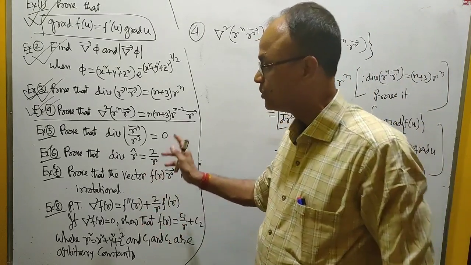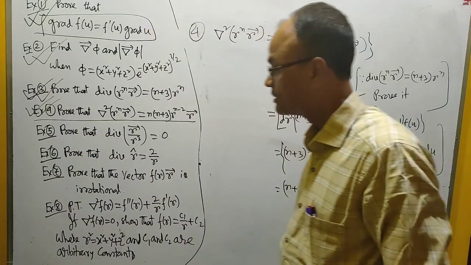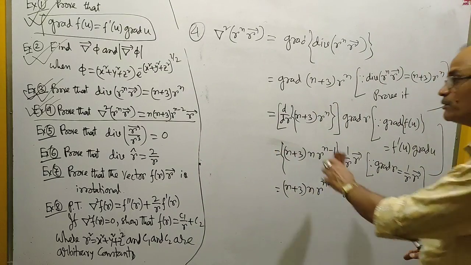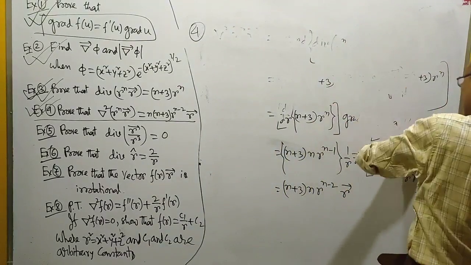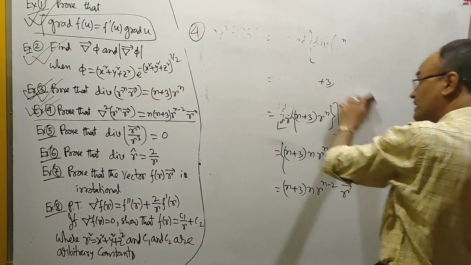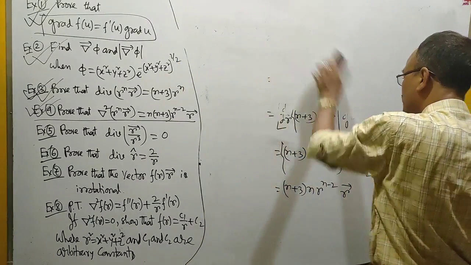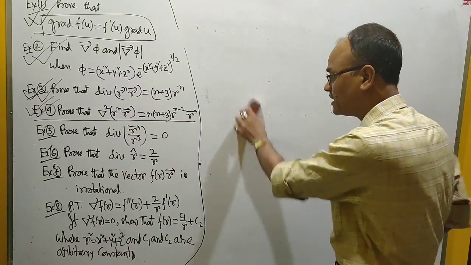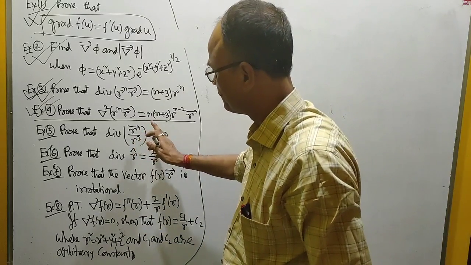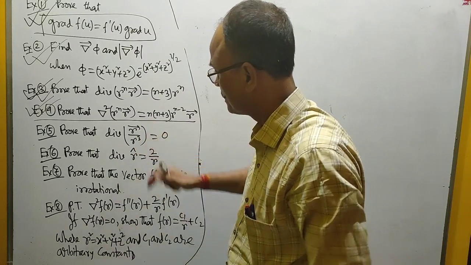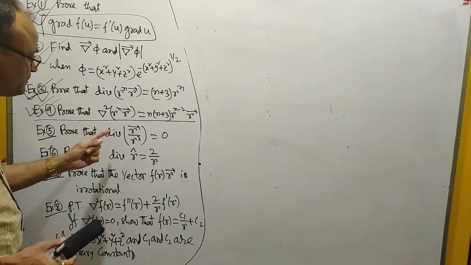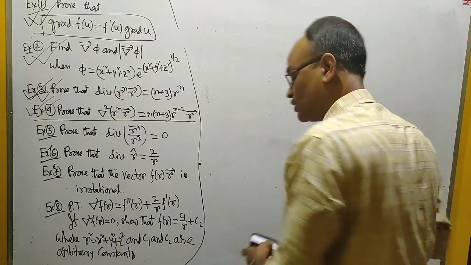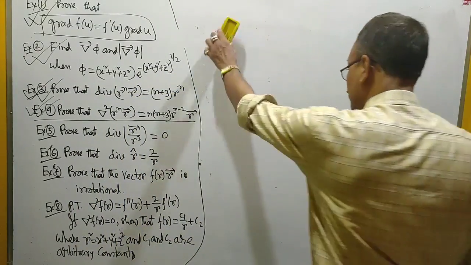Now I am going to prove number 5. See the number 5. Perhaps you have understood this one. Let me remove this first one. Question number 5 is also the same as the previous one. Divergence of r vector divided by r cube equals 0. This is equal to 0.